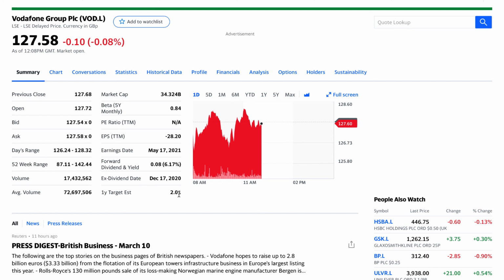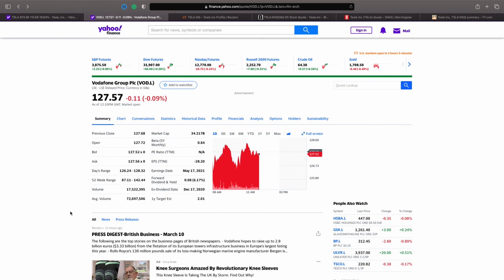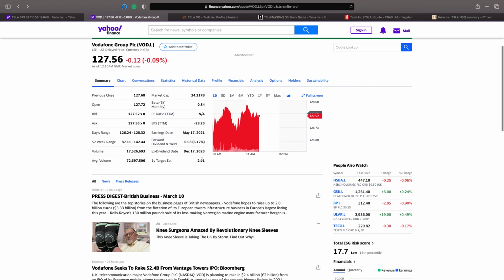But this 1 year target here is actually displayed in pounds. So that's £2 and 1p, or approximately 201p. Should you believe that? Absolutely not. And should you base your investment decision on that? Absolutely not. That's probably one of the dumbest things anyone can do. So please don't base your investment decision on that.